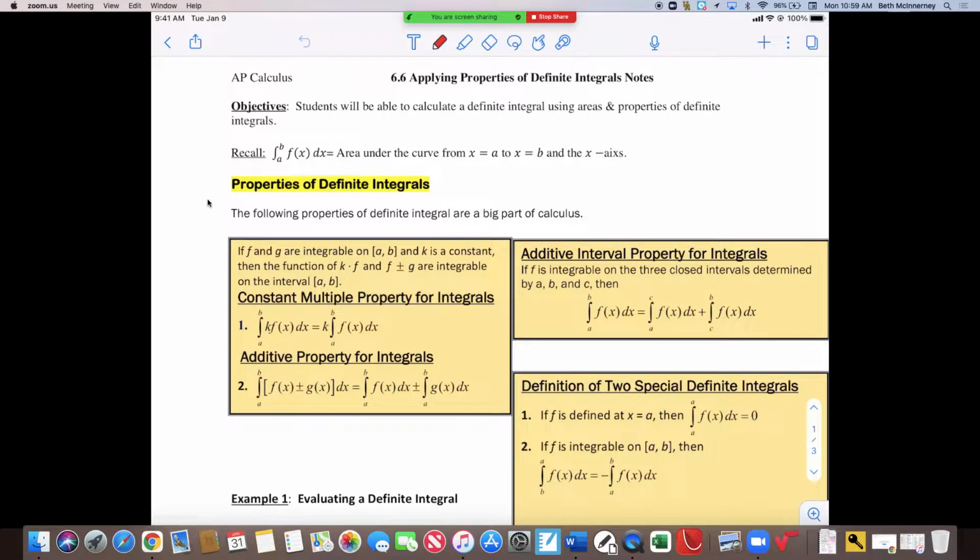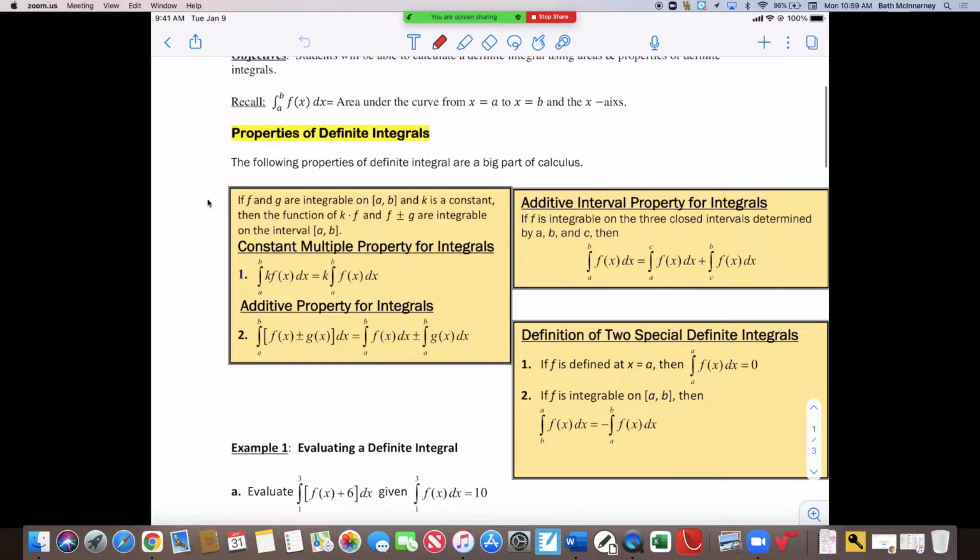Something I want to point out to you is I have never ever said that area is negative. Okay, area is not negative. However, what I am saying is the integral can be represented by a negative. When you are looking at that region below the x-axis, the integral can be negative, but area is never negative. So I just wanted to be really clear with that.